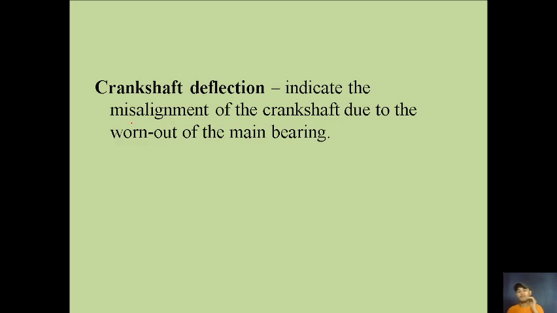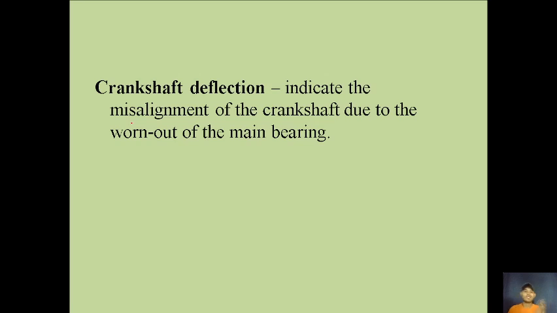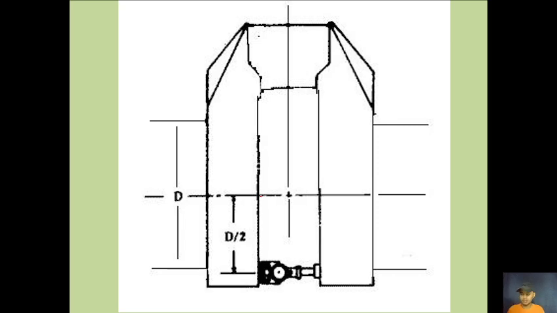Okay, so we will have to do the crankshaft deflection and plastic gauge. So what is crankshaft deflection? It indicates the misalignment of the crankshaft due to the worn out main bearing. These are the devices that we can use. We have here a dial gauge with an extension. We can also use a digital type of measurement to measure the space between two crank webs.